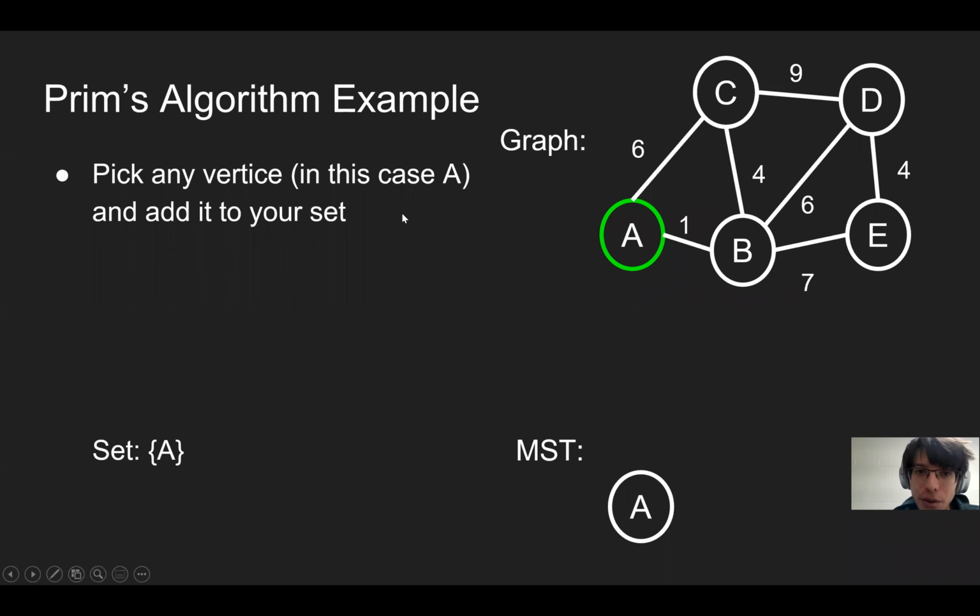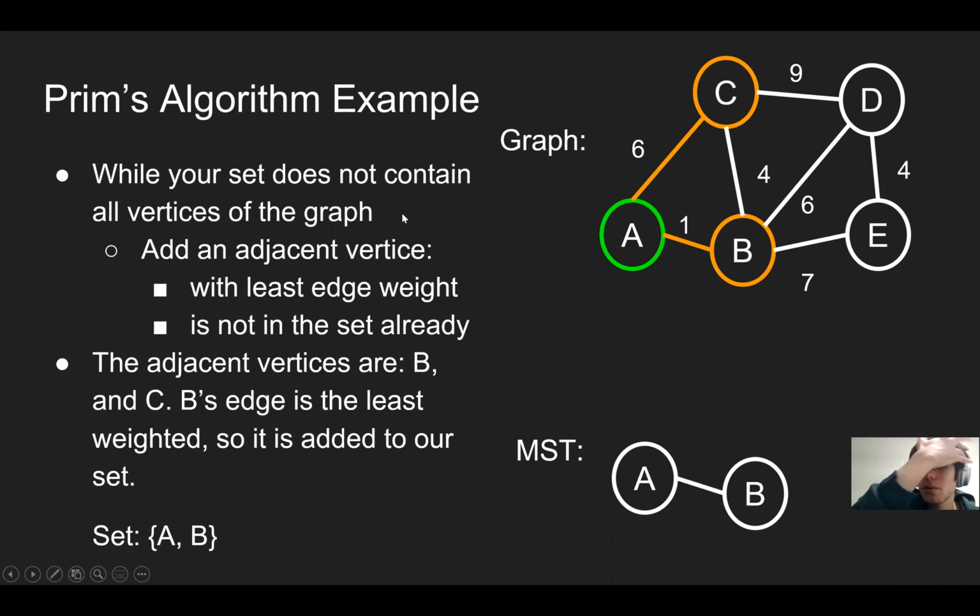But the next thing we do is we say, okay, our set doesn't contain all of the vertices, so add an adjacent vertex with the least edge weight which is not in the set already. So basically, C and B are not part of it, and the edge weights of them are 1 and 6. So we're going to choose this 1. We're going to choose B. B is now part of our set, and everything else is still not part of our set.